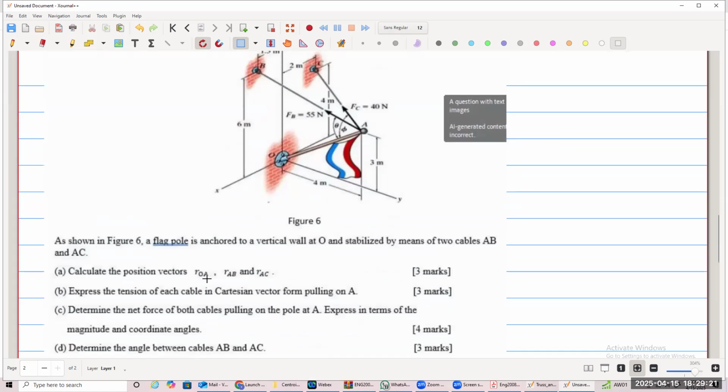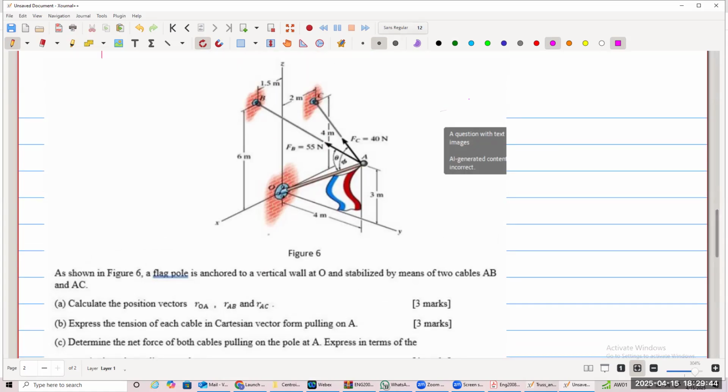So for this one, let us just discuss it quickly. It says here you have to calculate the position vector of OA. Where's OA now? Let's see if we're seeing the figure well. Let's come down a little bit more. OA, see O here, and see A here, right? So you have to do OA, and we can actually write over here.